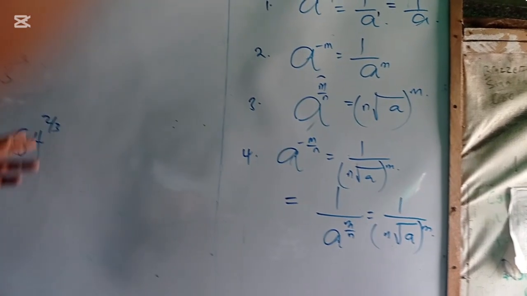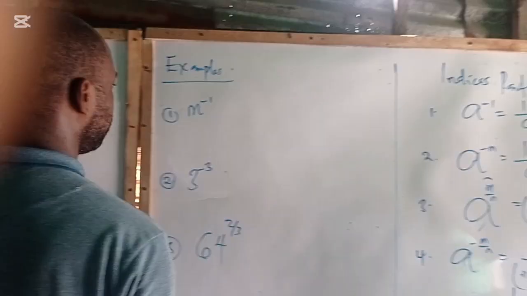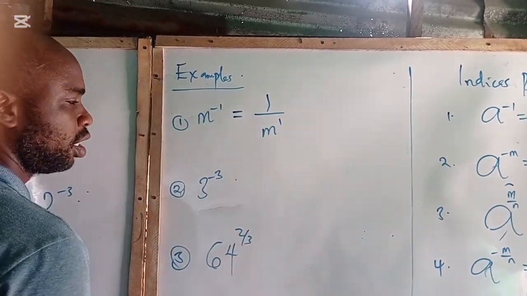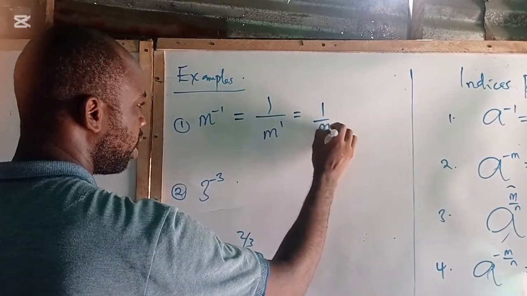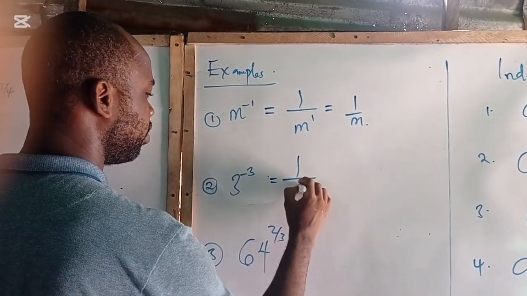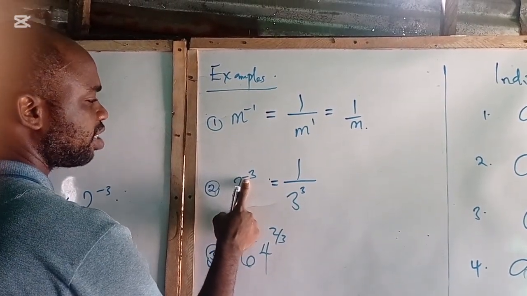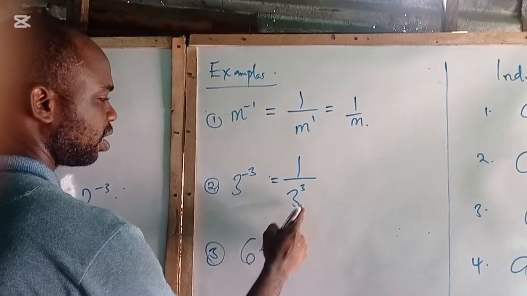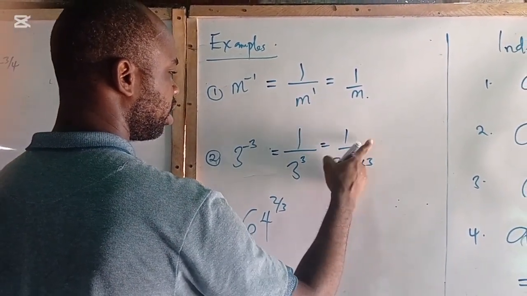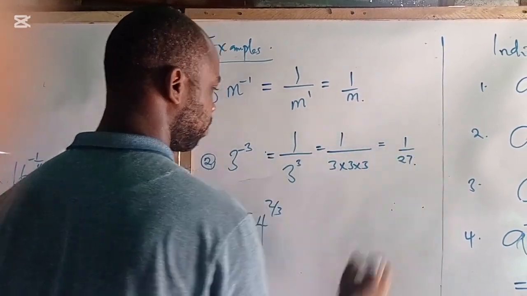So if we continue, we'll look at some other examples. From this example 1, this example 1 and this number 1 are the same. So we have 1 over m raised to power 1, which is the same thing as 1 over m, as I explained earlier. Now here, the same rule: 1 over 3 raised to power 3. Remember, there's a negative sign here, and once there's a negative sign, it will be 1 over 3 raised to power 3, which is 1 over 3 times 3 times 3. That is 3 appearing how many times? 3 times, so which is 1 over 27.